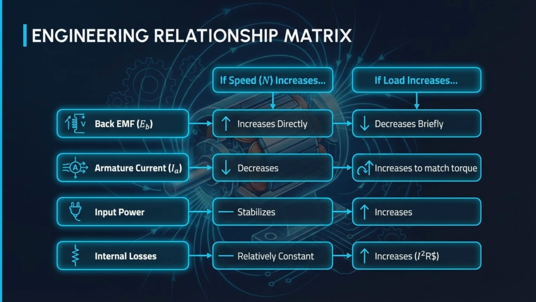If speed increases, E_B increases and armature current decreases. If load increases, E_B decreases briefly and armature current increases to match the required torque.